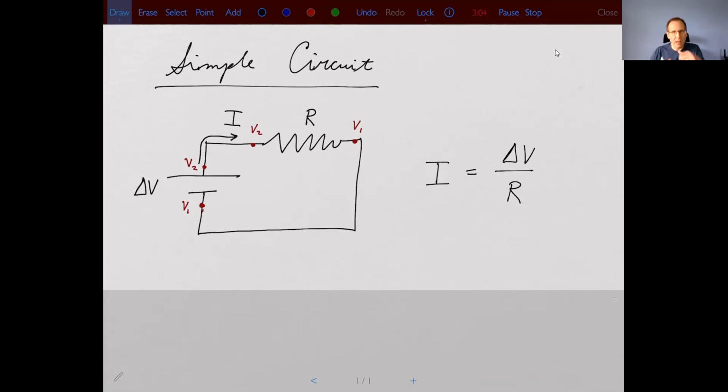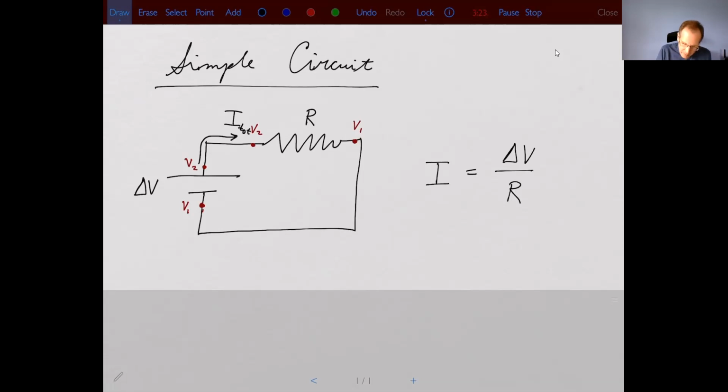Now, a lot of what we're going to do in this lab, at least mathematically, is simplify a more complex circuit into a simple circuit so that we can calculate that current. Some people call this the total current.